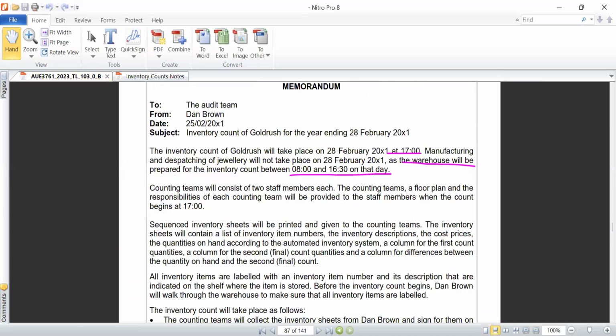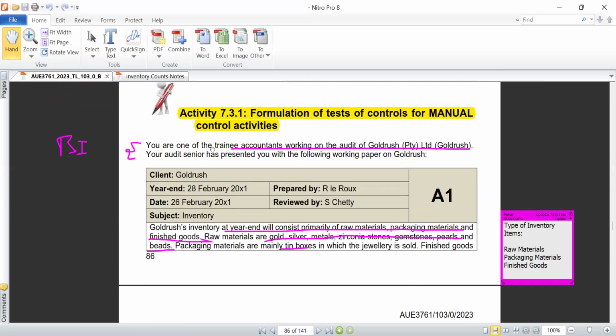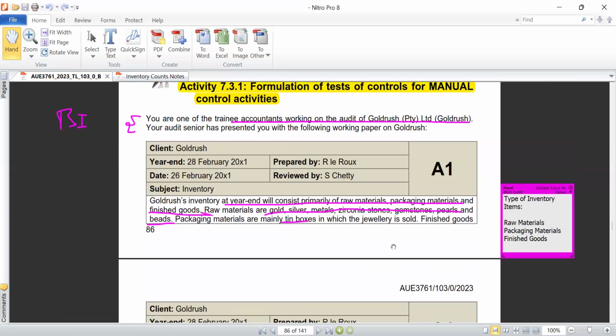So without further ado, let's quickly go from the top and see what is contained in this particular scenario. You're one of the trainee accountants working on the audit of Gold Rush Pty Limited. I want you to observe this is a private company. Your audit senior has presented you with the following working paper on Gold Rush. Let's see what the working paper contains. The client is Gold Rush, and it is for the period ending 28 Feb 2021. That's their year end.